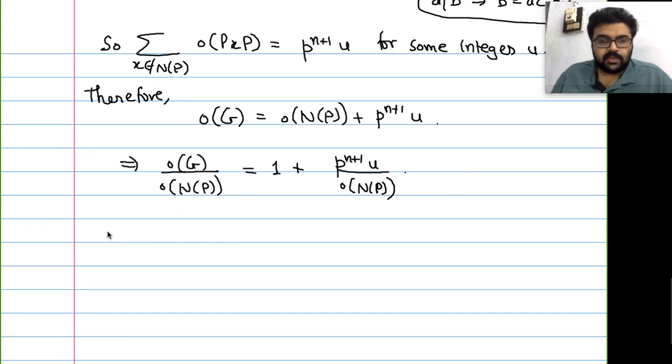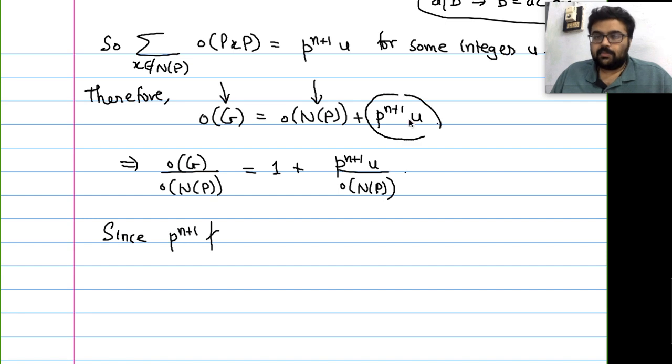Why? Of course this is an integer, because order of NP divides order of G, because it is a subgroup. And order of NP divides order of NP, of course, and therefore it also divides this term. So p power n plus 1 u upon order of NP is an integer, there is no doubt about it, but we will show that p divides that integer.